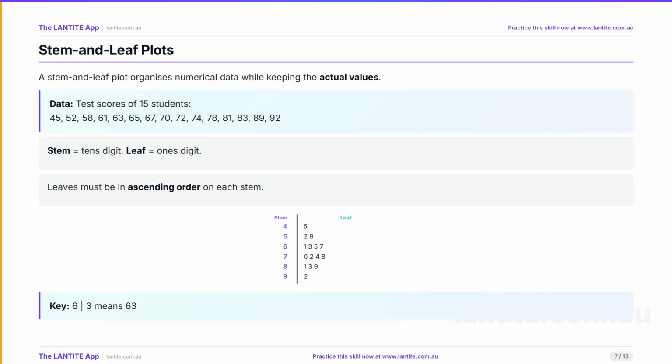A stem and leaf plot is a clever way to organize data while keeping the actual values visible. The stem is usually the tens digit, and the leaf is the ones digit. So, for 63, the stem is 6 and the leaf is 3. The data here shows test scores for 15 students. We arrange them so each stem is listed once on the left and all the leaves for that stem go on the right in ascending order. You must always include a key, like 6 bar 3 means 63. This type of display is common on the LANTITE.